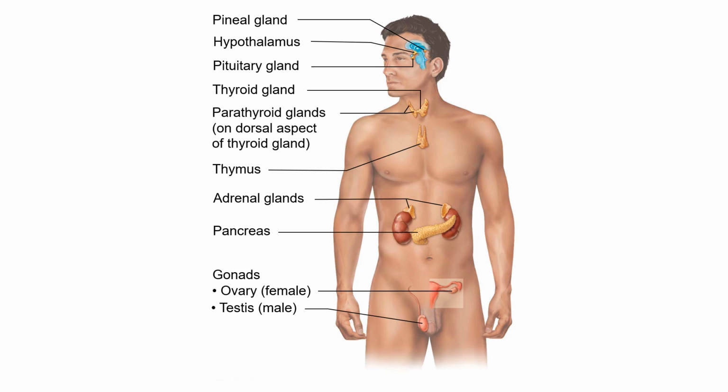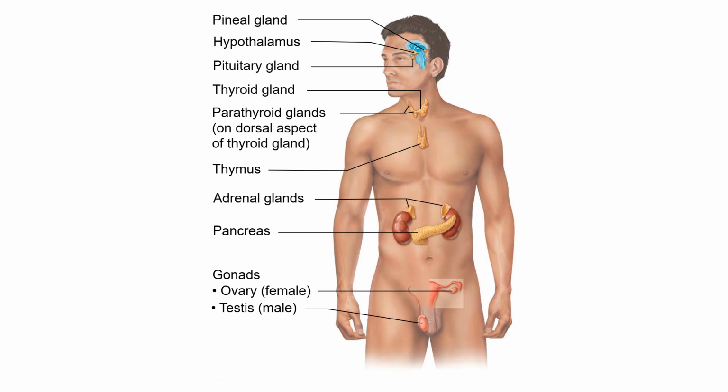On the posterior aspect of the thyroid gland, we have these small little glands called parathyroid glands. There's about 4 that are going to be located behind the thyroid gland, and then some individuals, depending on their genetics, may have 2 to 4 more located throughout different parts of their neck.